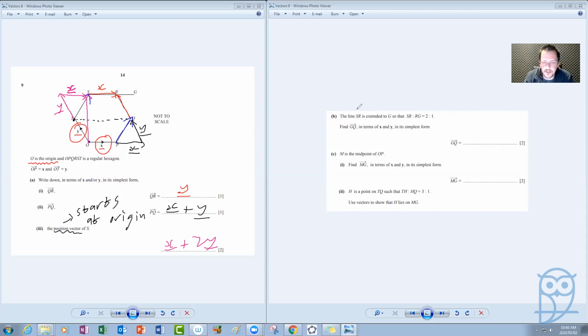Now, part B of this question says, the line SR, and that's this one here, is extended to G, so that SR to RG is in the ratio of 2 to 1. So we found that SR was X, meaning that RG must be a half of x. Well, that makes sense. SR is double the length of RG. That's x, that must be half of x. We need to find GQ. So that means from G to Q.